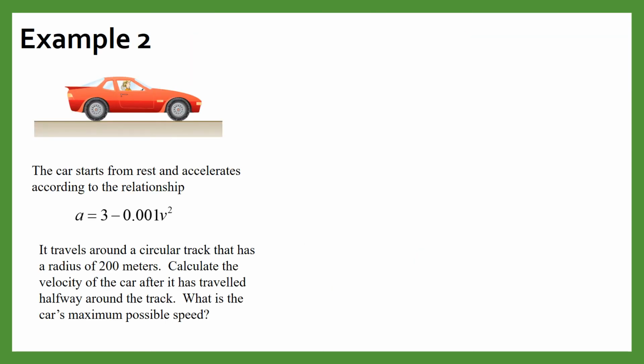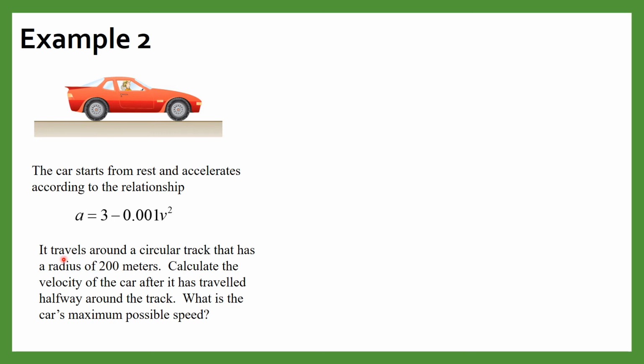Now we will solve another problem. So the problem is in front of you. We have a car that starts from rest and accelerates according to the relationship. So we are given that acceleration is a function of velocity, and this is the expression a is equal to 3 minus 0.001 v square.